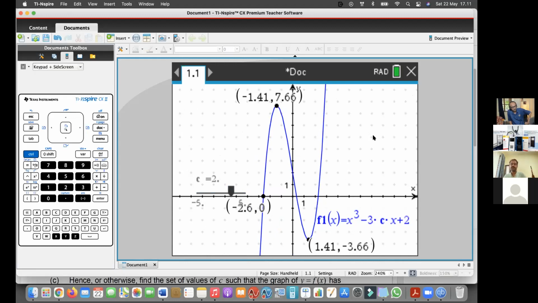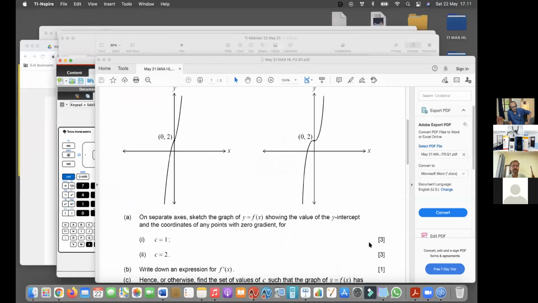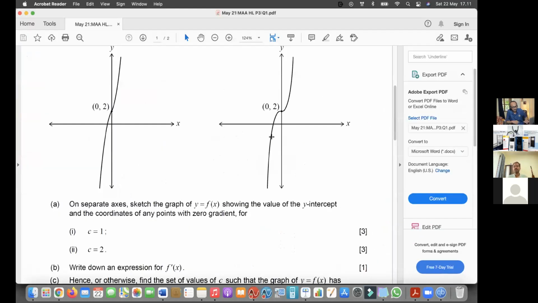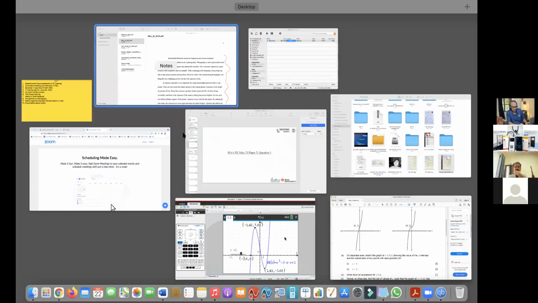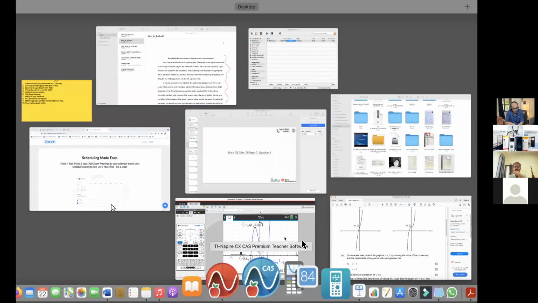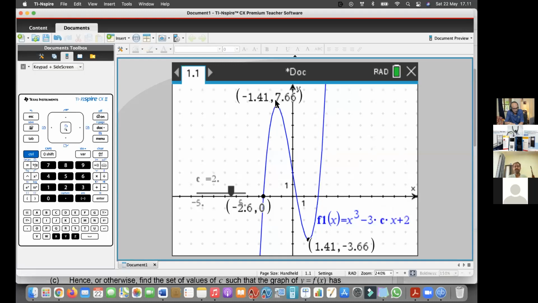So this question was worth how many marks? 3 marks and 3 marks. So most likely when the answer scheme comes, it is going to be the sketching. Correct sketching is 1 mark. These turning points, 1 mark, and the correctly marked y-intercept is 1 mark.